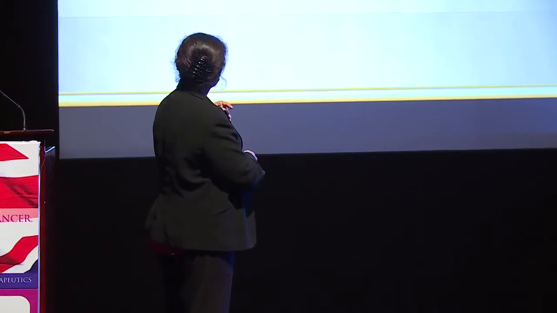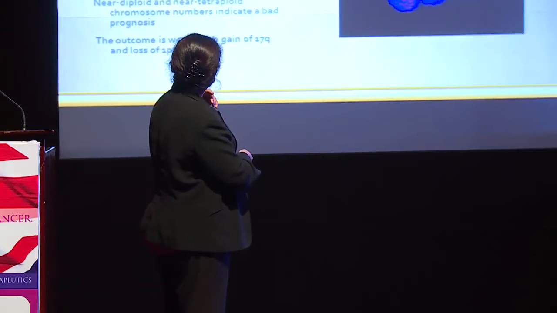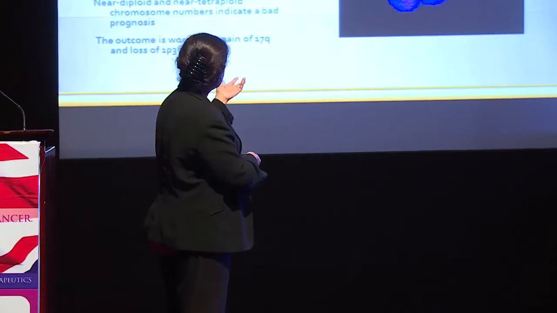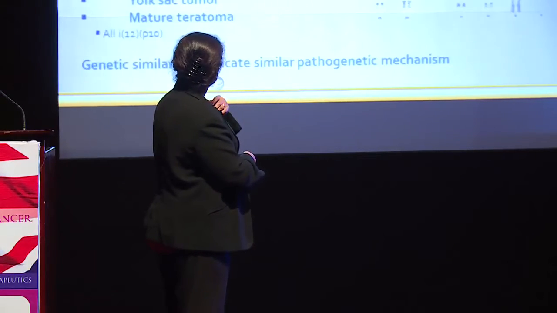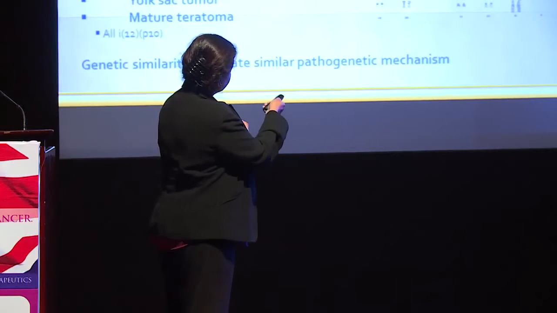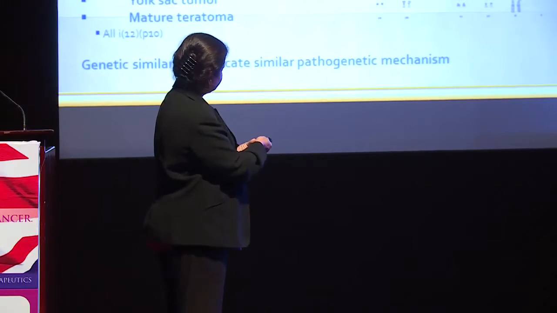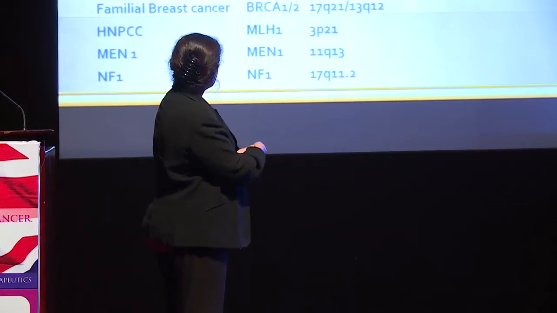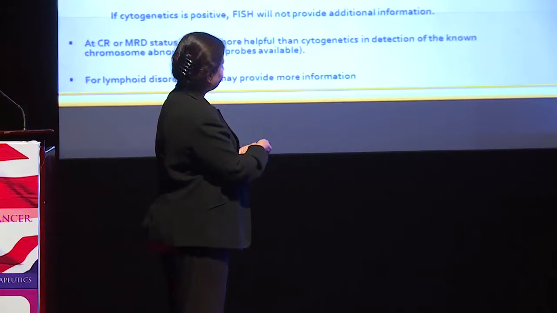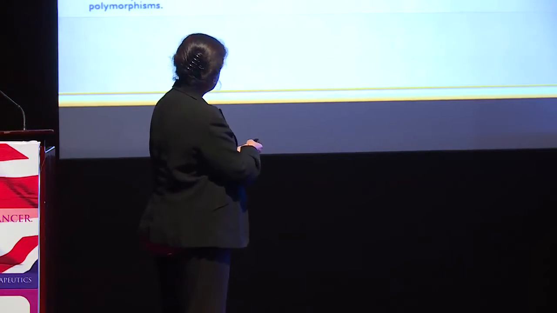Neurogenic tumors show amplification as in oligodendrogliomas and neuroblastoma with the NMYC. Germ cell tumors, that's an example of the isochromosome 12p. These are some of the familial cancer syndromes and the genes associated with them.